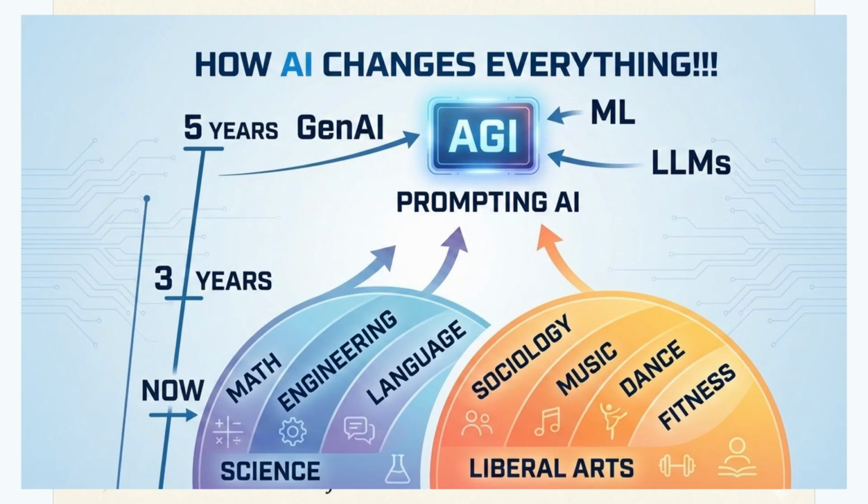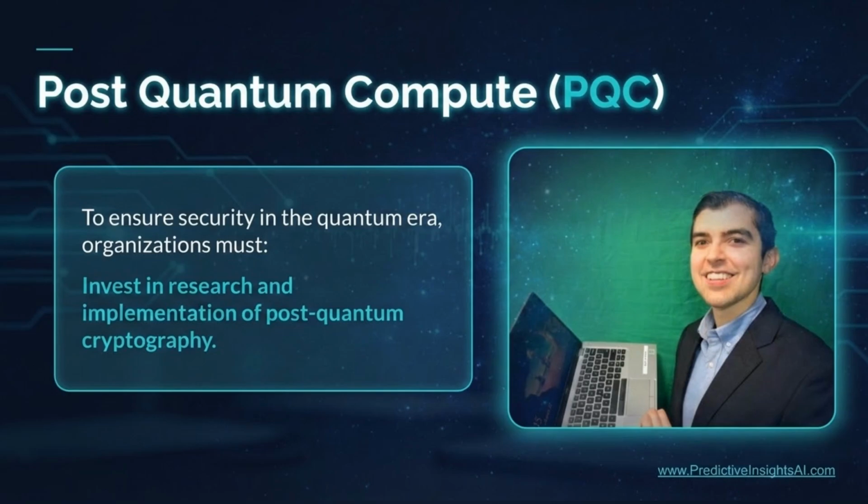AI is changing everything, with generative AI driving the evolution toward artificial general intelligence, or AGI, supported by machine learning and large language models. This shift will profoundly impact both technical fields like math and engineering and liberal arts areas such as sociology, music, dance, and fitness. This video is on post-quantum compute, or PQC.